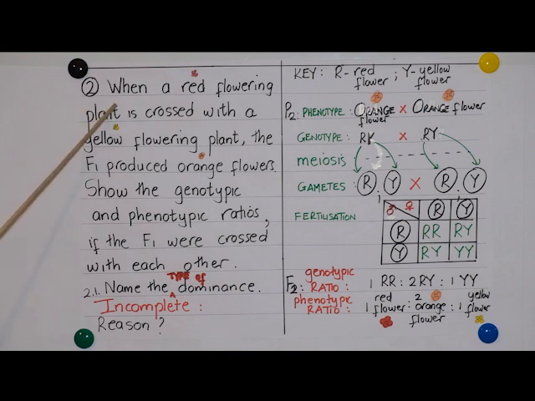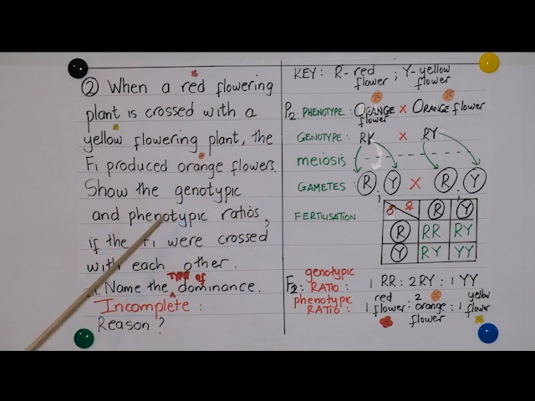The second example, when a red flowering plant is crossed with a yellow flowering plant, the F1 produced orange flowers. Show the genotypic and phenotypic ratios if the F1 were crossed with each other. Question 2.1, name the type of dominance. So you look at the phenotype of the offspring to determine the type of dominance this is. The orange flowers of the F1 show us that this is an intermediate phenotype of red flowers and yellow flowers. Therefore, this is incomplete dominance because no one allele is dominant over the other.